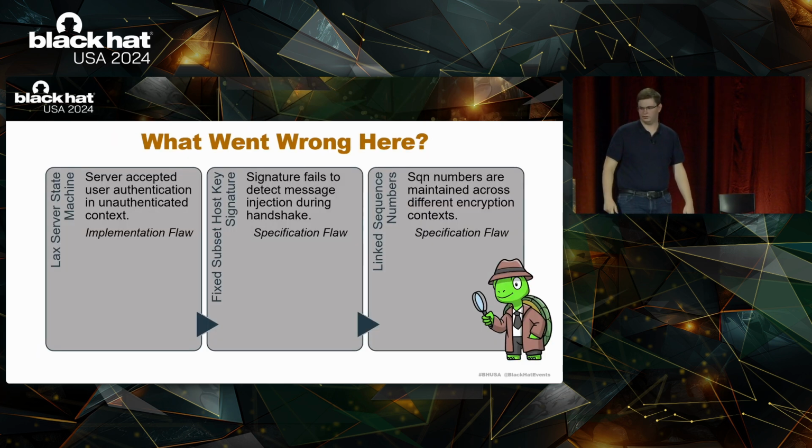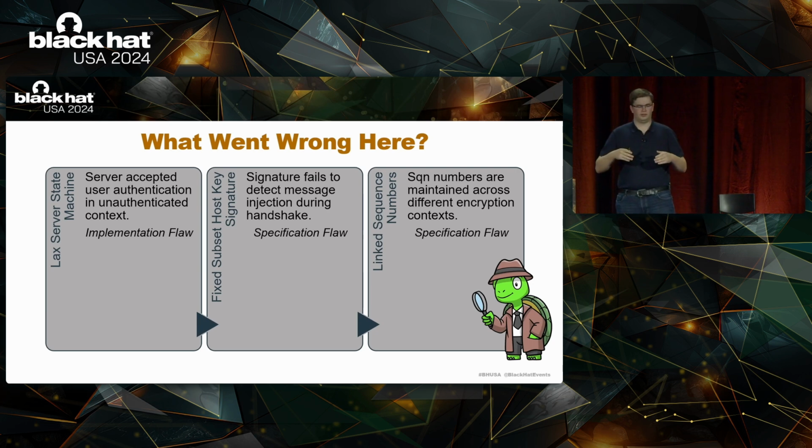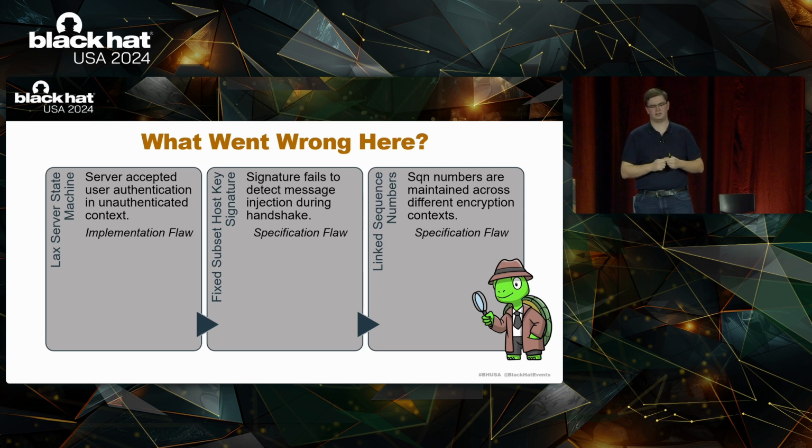So what went actually wrong here? We have the server state machine, of course. This is obviously an implementation flaw. The server is not supposed to accept user authentication ahead of time. But it did, as you have seen. Another problem that allowed us to exploit this implementation flaw in a man-in-the-middle scenario was that the signature that is used to authenticate the handshake and the server is not computed over all messages during the handshake, but only this fixed subset of messages. Therefore, it does not cover, for example, the user authentication request sent by Mallory, so it is not detected.